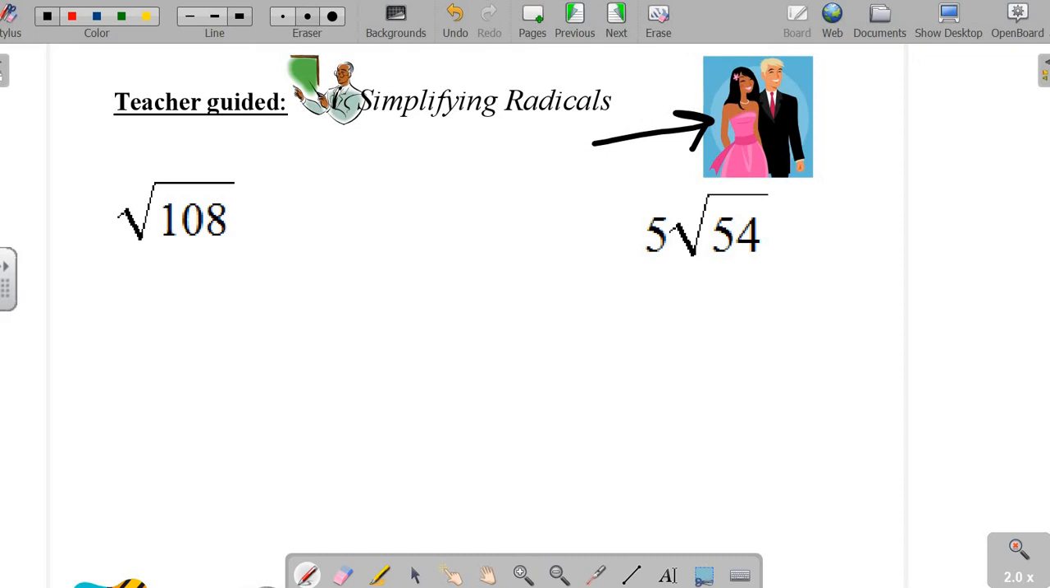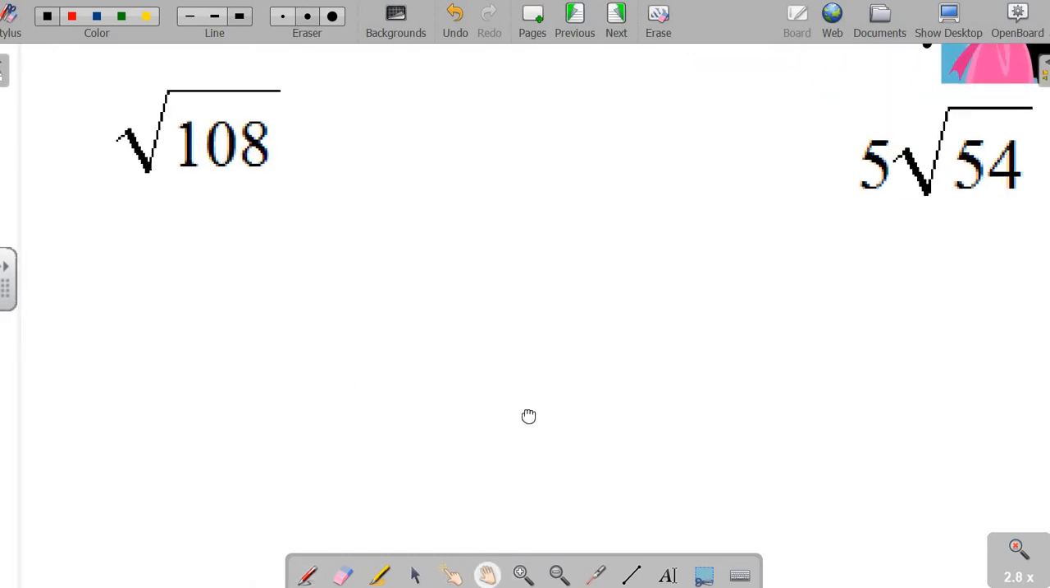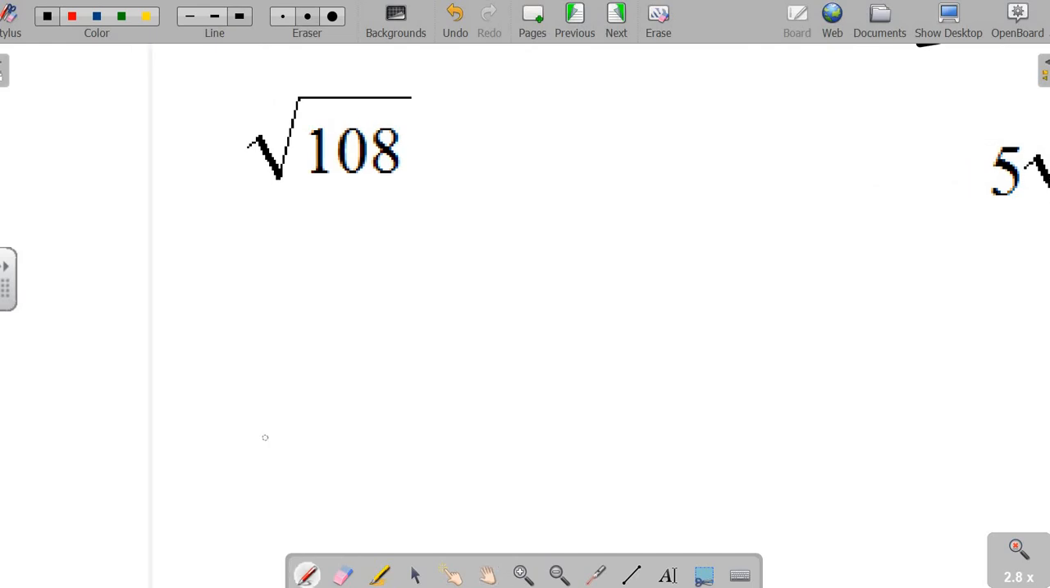So step number 1, if you were to simplify this radical, first, you're going to factor it out. So we're going to just factor tree it. If it's even, I just like to use 2 all the way down. You can use any 2 numbers. Try to do this without a calculator, please. So 2 goes into 108 54 times.